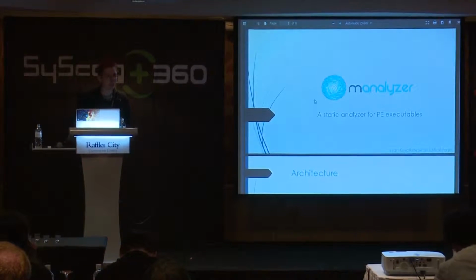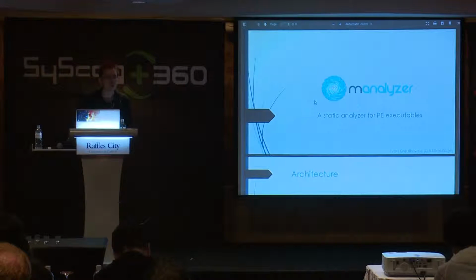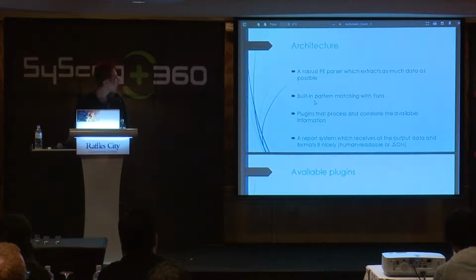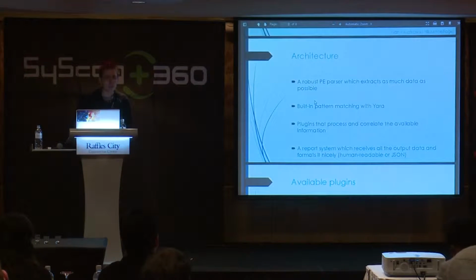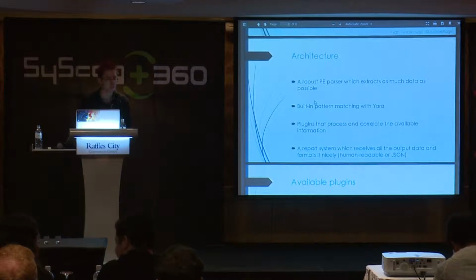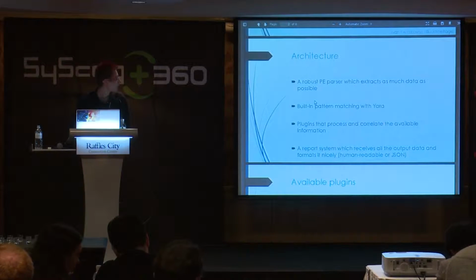So basically, in order to explain what the tool is, I think the best way is to show you the architecture. Manalizer is a PE parser, hopefully a robust one. I spent quite some time studying all the intricacies of the PE format because I was expecting to be parsing some malformed files. It's a PE parser built against Yara, which I think is a tool most of you know.